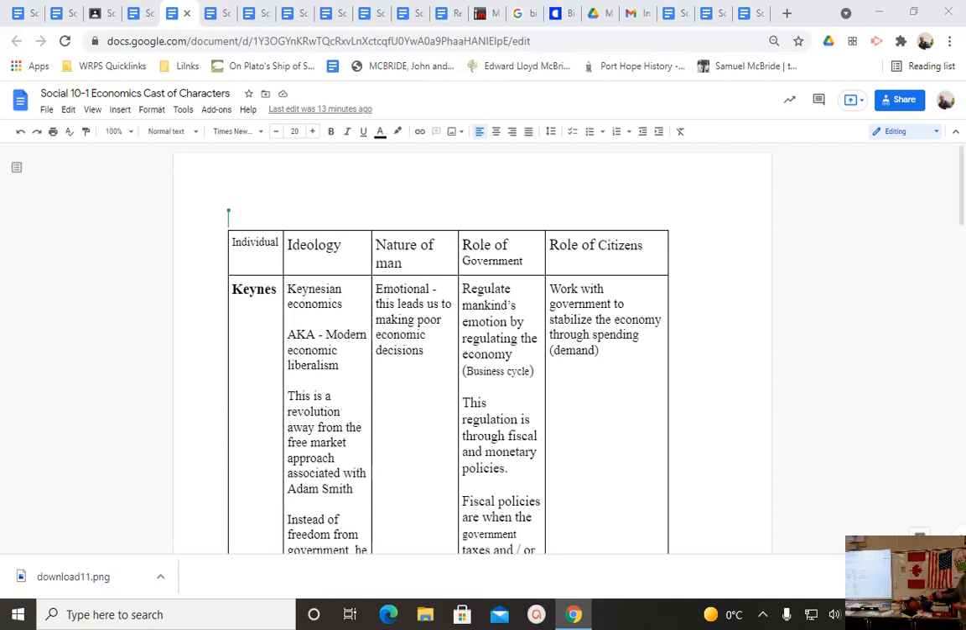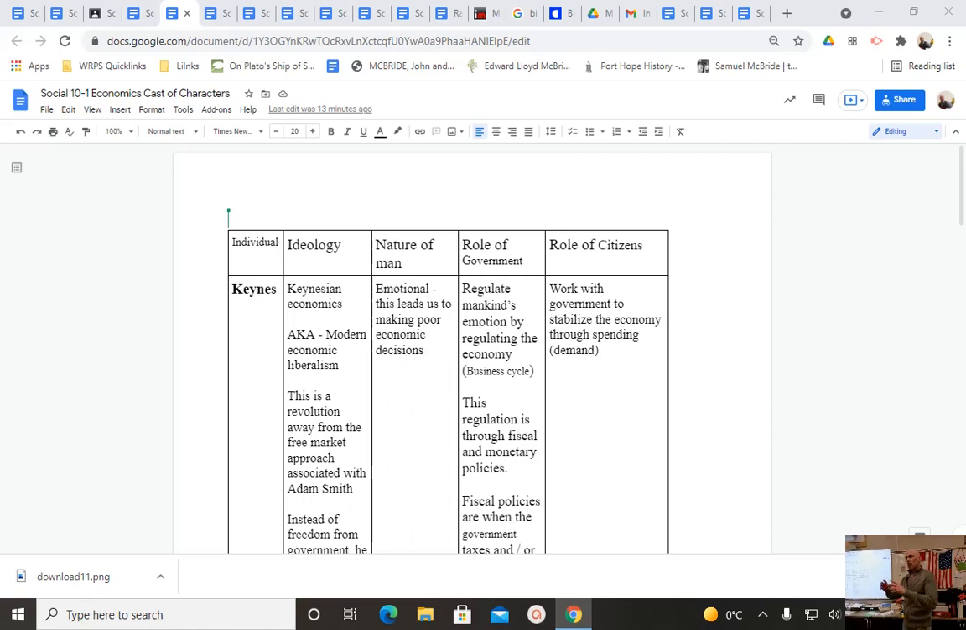Welcome back, Social 10. Today we're going to revisit the concept of ideologies, and we're going to add some new individuals into your cast of characters. And good news, before you leave here today, you'll get to be quizzed on it, because that's a new direction we're going in response to some deficiencies that we've seen in class.